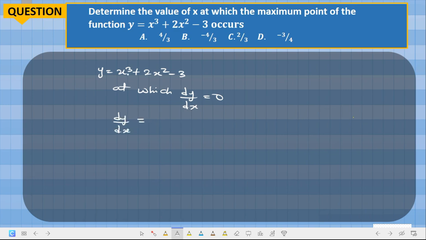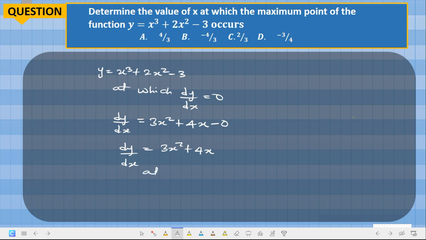So when you differentiate this, it will give us 3s squared, plus differentiate this, it will give us 4s, minus differentiate a constant, it will give you 0. So our dy over ds is 3s squared plus 4s minus 0, whatsoever that we get here. It's still the same thing.